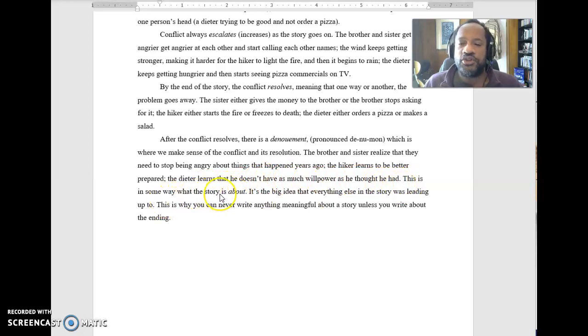This is in some way what the story is about, right? It's the big idea that everything else in the story was leading up to. This is why you can never write anything meaningful about a story unless you write about the ending, because that's how we're supposed to think about the whole thing, right? So again, we've got a problem. The problem gets worse and worse and worse. The problem resolves and goes away, and then we reflect back on that problem. We think about what that means.